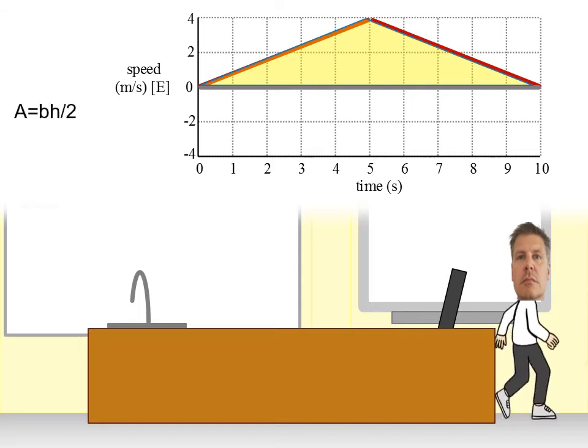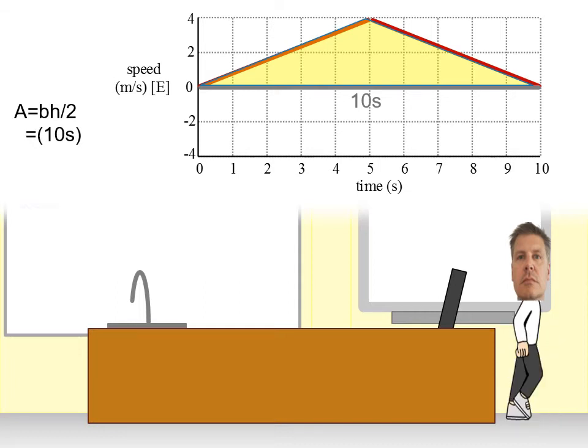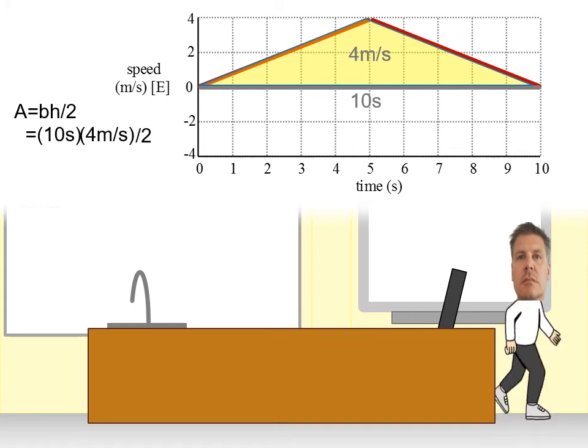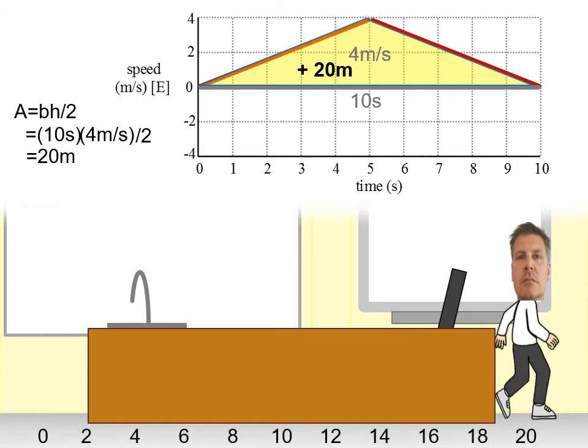And the area of a triangle is base times height divided by 2. If I look at this triangle, the base is 10 seconds. And the height of the triangle is 4 meters per second. And if I multiply those two numbers and divide by 2, it's 10 multiplied by 4, which is 40, divided by 2, that gives me 20 meters. And guess what? From start to finish, I am now 20 meters from where I started.